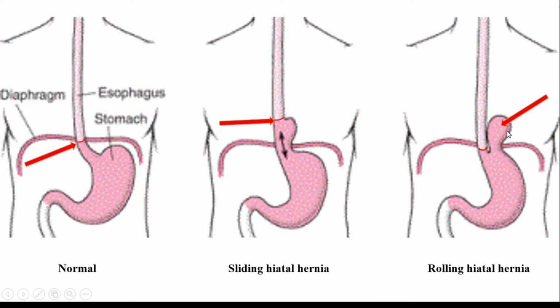So in case of rolling hiatal hernia, you have to look for the fundus of the stomach, and in case of sliding hernia, the gastroesophageal junction is important. And the rolling hiatal hernia does not depend on the gastroesophageal junction. Here the junction may or may not remain in the normal position, so it does not depend on this. If the fundus of the stomach rolls upward, then that is rolling hiatal hernia. So that is the thing.